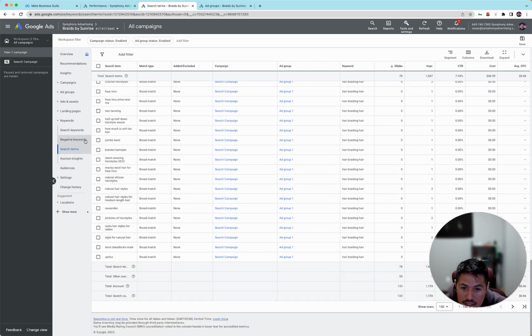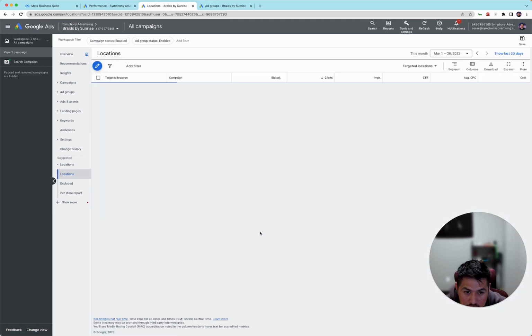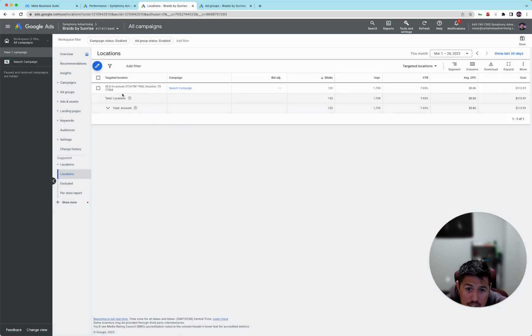And then finally, to share the location with you, we are doing 20 miles around your office. And so everyone who sees the ad should be eligible to come to your office or your salon, because we don't want to target people that are way too far. And all the clicks are coming within this range. So 20 mile radius, it's all coming from there.